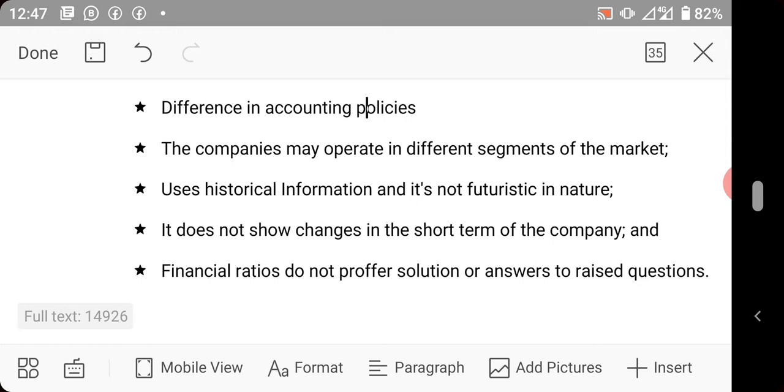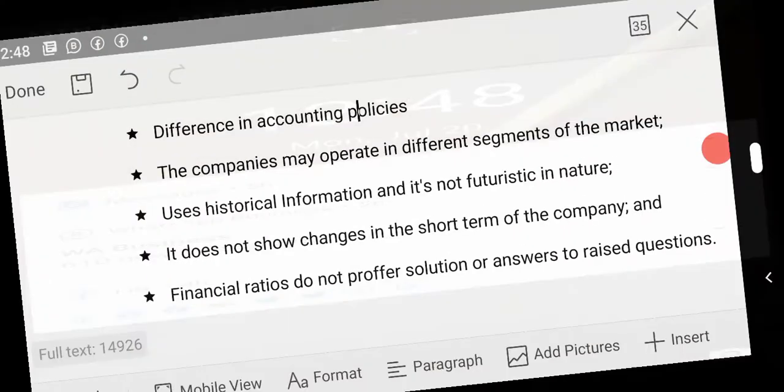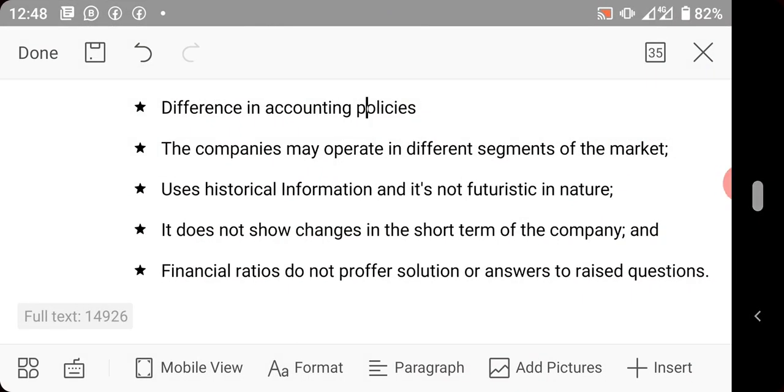Now, let's come home. The soap industry has different segments. We have the detergent segment and the liquid soap segment. Even in the liquid soap segment, we have those produced for bathing, those produced for washing plates, those produced for washing cars, and even those for washing clothes. So you see, the market is segmentalized in a way that we cannot conveniently compare different companies that are operating in different segments.